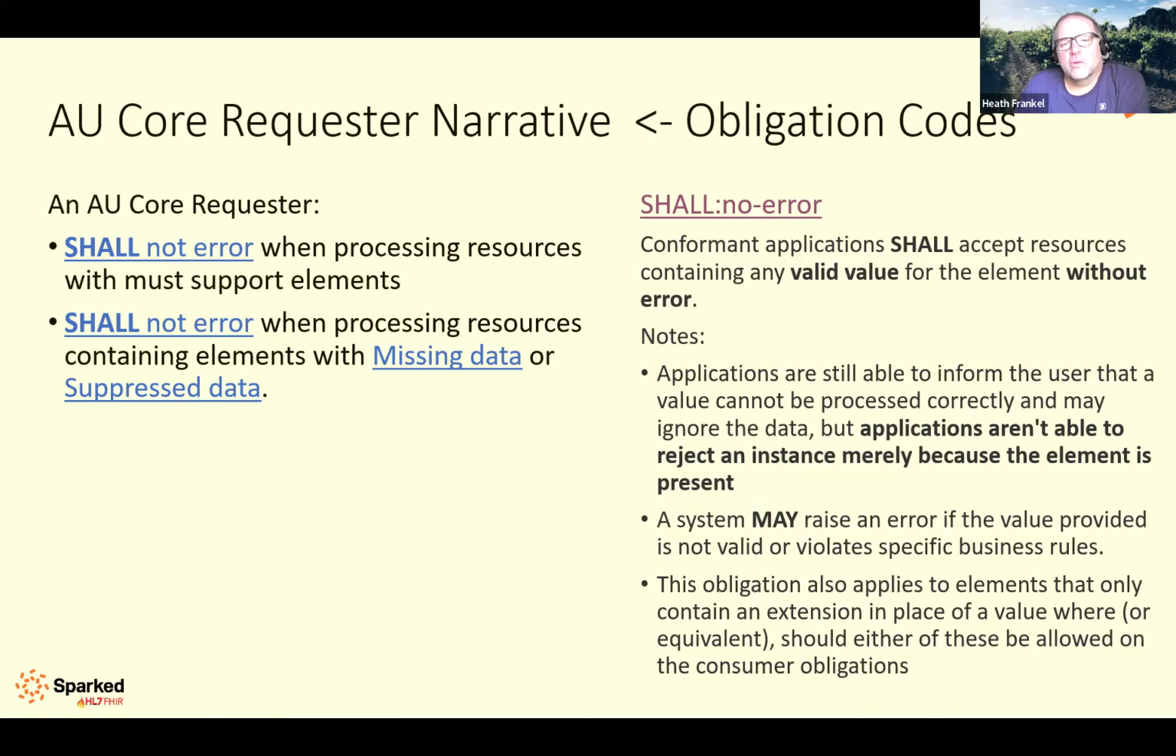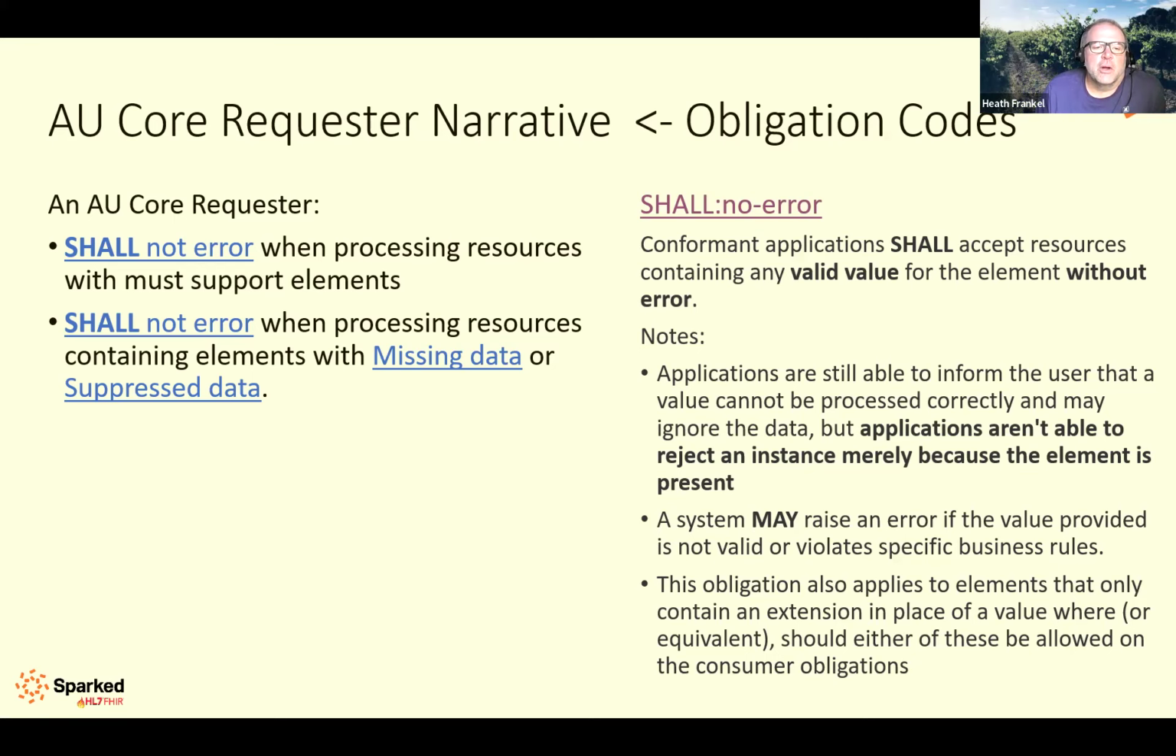So we're talking about going from narrative to obligations. Now I'm looking at, okay, now that we've got this terminology that we perhaps have better defined, as in shall no error, shall populate, can we use that to better define our narrative for our default meaning of must support in AU core? So we're looking at perhaps reusing or redefining must support for an AU core requester as such.